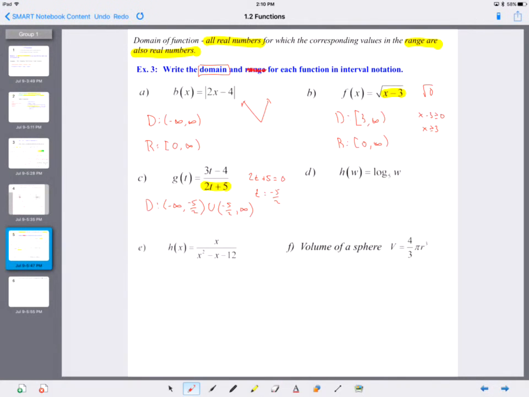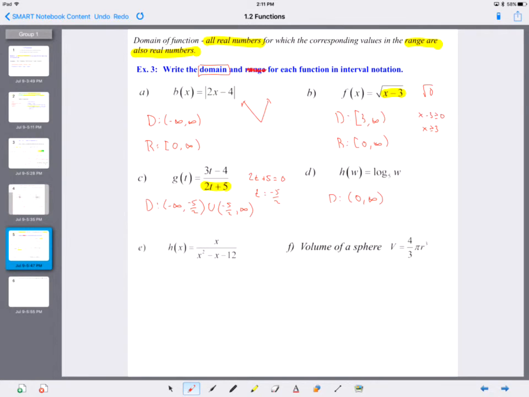On D, logarithms. Do you remember logarithms? We're going to get back into logarithms later on anyway, so we'll skip this. I'll give you the answer in case you wanted to see whether you knew what the domain is, but it has to be a value that is greater than 0. So we'll talk about that later, but just in case you remembered that.